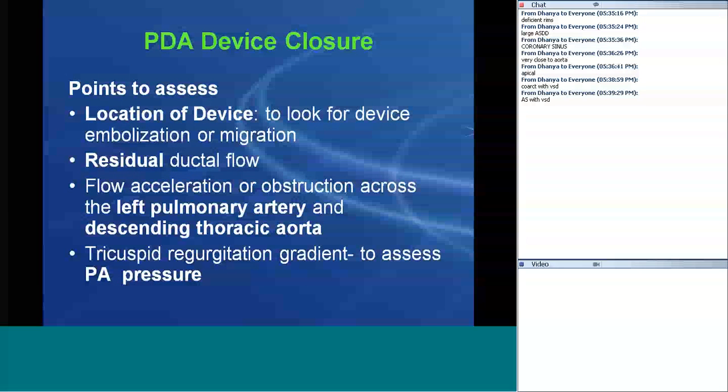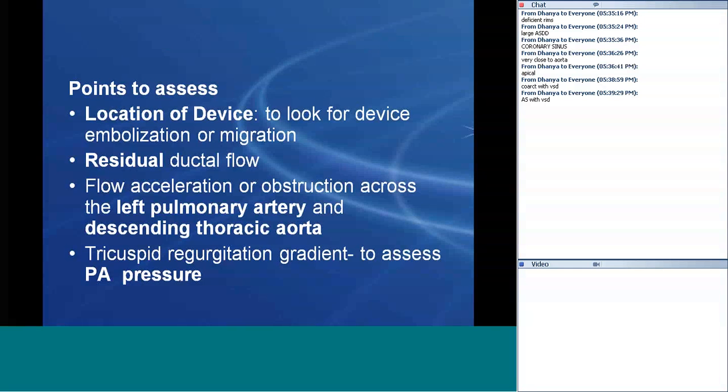So in a PDA device closure, again the points to assess will be the location of the device, residual ductal flow, and if you are putting a very big device in a small child, then there can be flow acceleration or obstruction across the left pulmonary artery and descending thoracic aorta. And again the tricuspid valve regurgitation to assess the PA pressures if you have done a device closure in a child who had significant pulmonary hypertension.